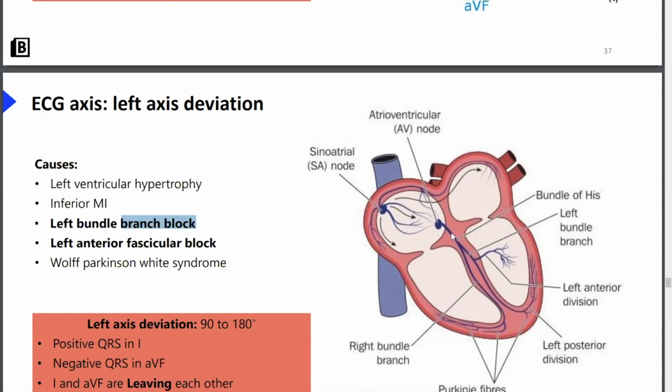So what's going to happen here is you're going to have electricity coming down. It's going to go down the left bundle. It's blocked, so it won't get much further. You'll then have charge coming down the right bundle, depolarizing the right ventricle. But also, you'll have current flowing from the right bundle upwards towards the left ventricle, because that's the only way the left ventricle can depolarize. And because you have this extra flow of electricity from the right bundle moving leftwards, that causes a leftward shift in your cardiac axis.